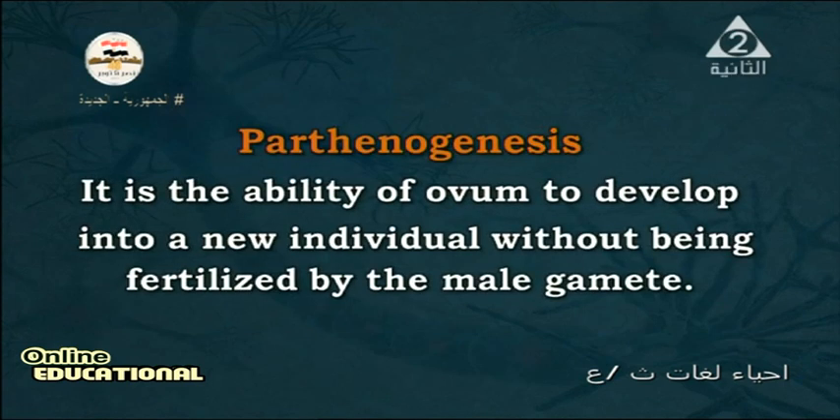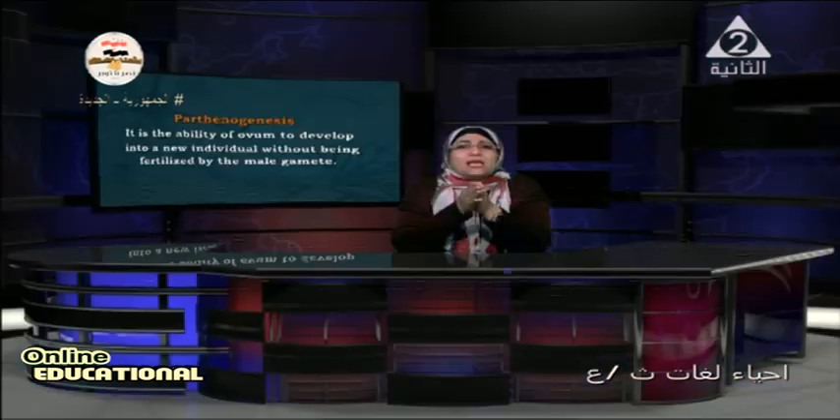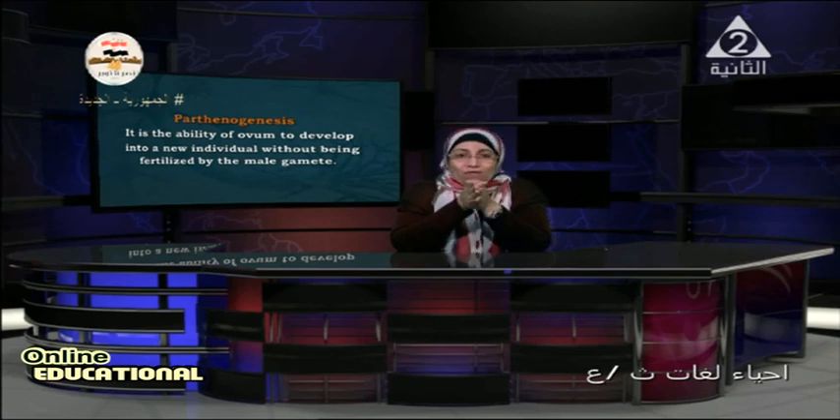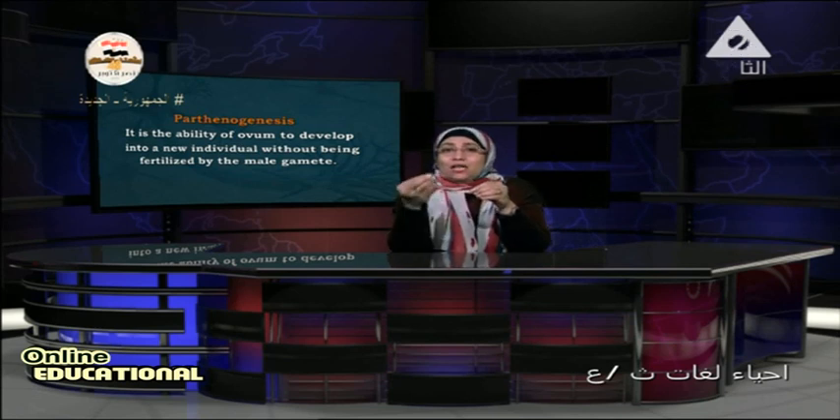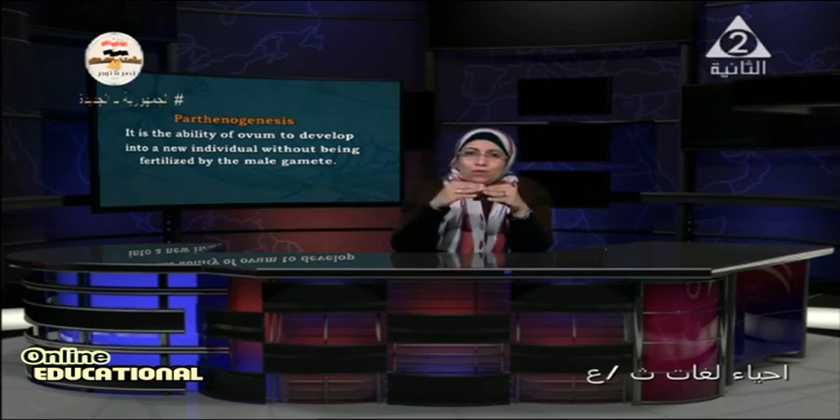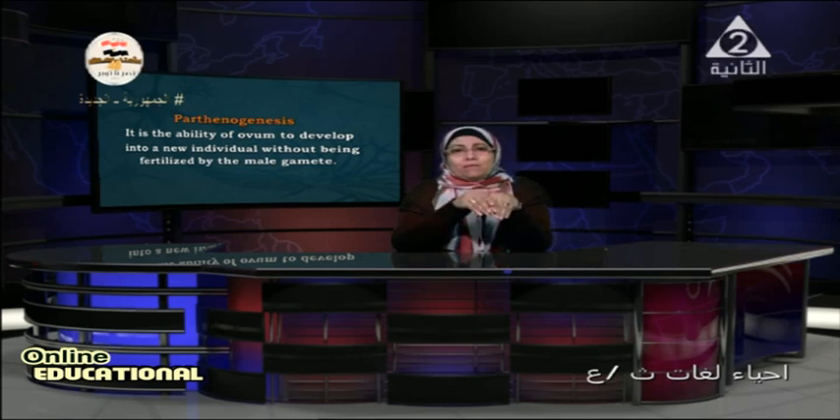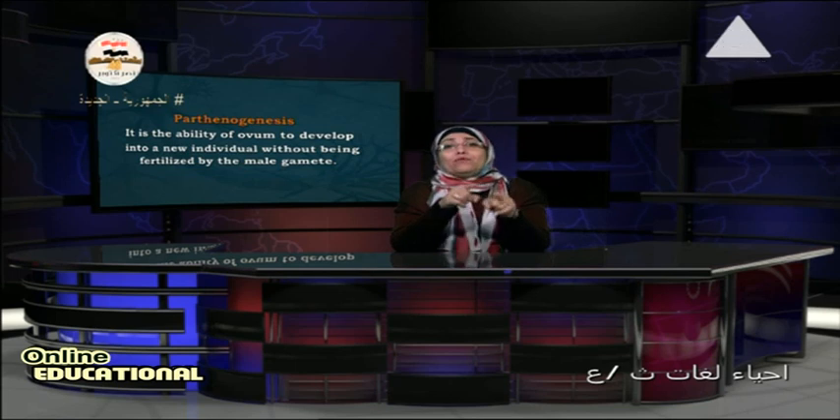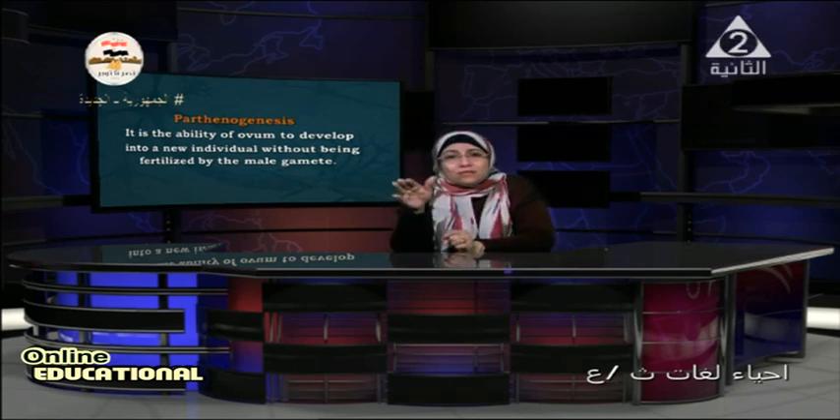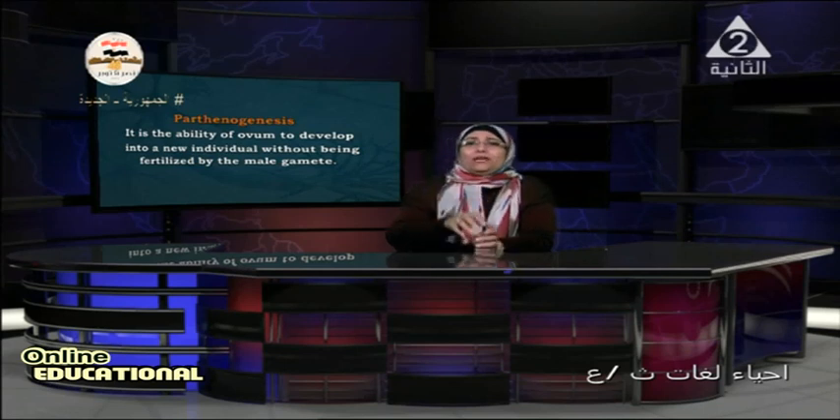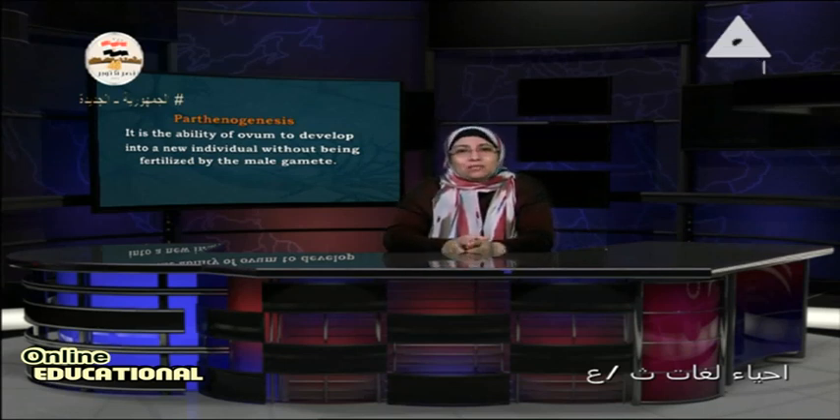After sporogeny, there is parthenogenesis. What is parthenogenesis? Parthenogenesis is the ability of the ovum to develop into a new individual without being fertilized by male gametes. You know that the ovum is a gamete that comes from the ovary. This ovum needs a sperm to be fertilized and produce a new individual. But if there is no sperm and the ovum produces a new individual without sperm, this type of reproduction is known as parthenogenesis.